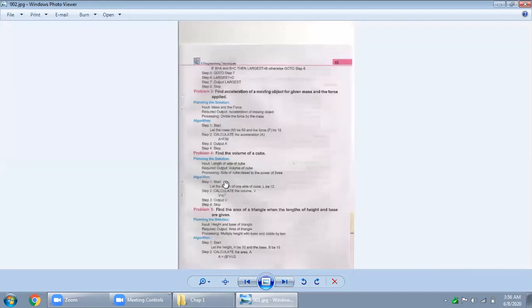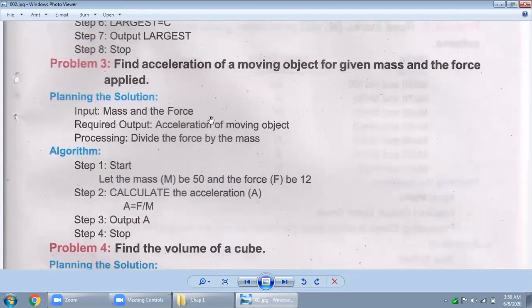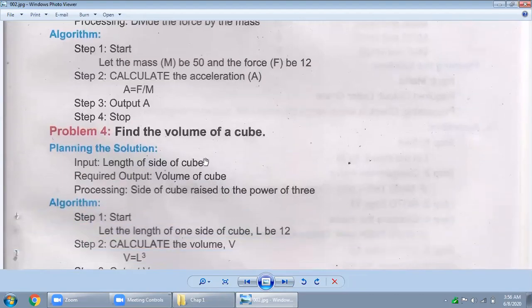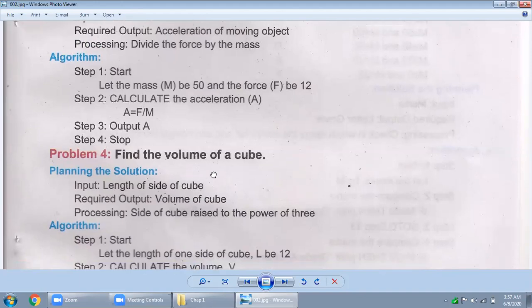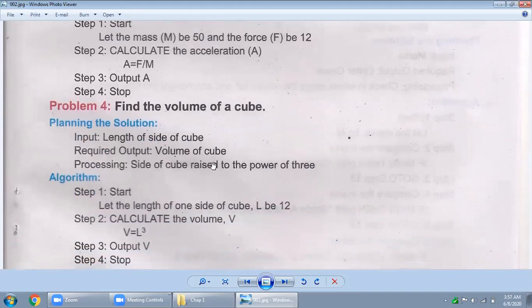Next, we have problem number 3, find the acceleration. I already told you this is the division of two numbers, and it is the same as the algorithm we performed in our previous lecture. So you make the flowchart for problem number 3 and for problem number 4. Problems 3 and 4 are the same. When you draw the flowchart, you will feel that the diagram will be the same.